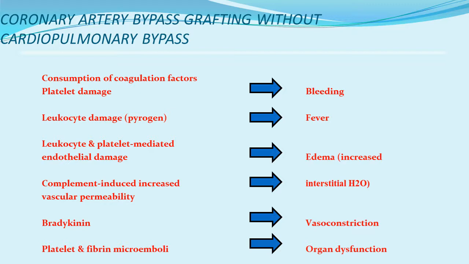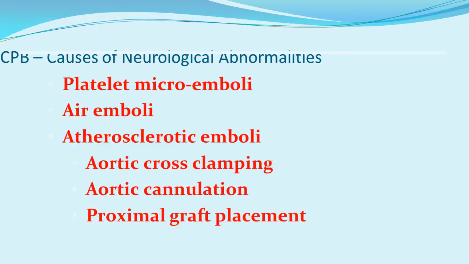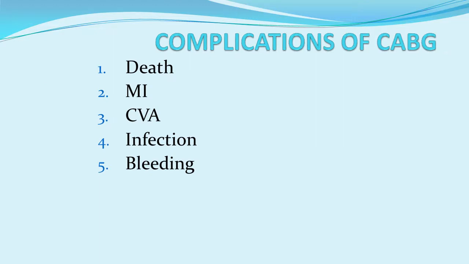Bradycardia leads to vasoconstriction, and platelet and fibrin microemboli lead to dysfunction. The causes of neurological abnormalities include platelet microemboli, air embolism, atherosclerotic emboli, aortic cross-clamping, aortic cannulation, and proximal graft. Complications of CABG include death, MI, CVA, infection, and bleeding.